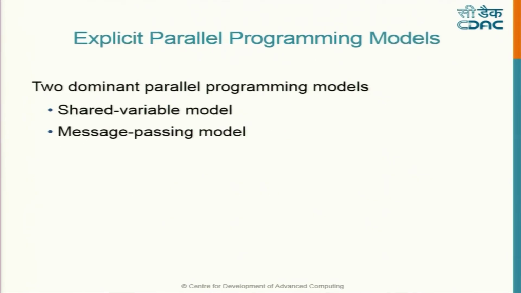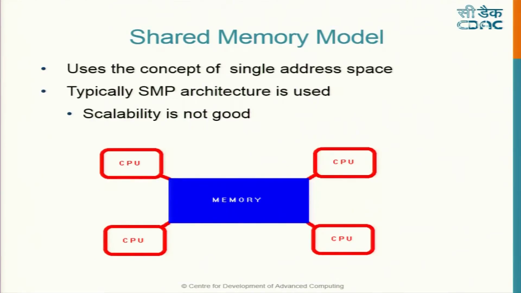So there are two models that exist. One is called the shared variable model, the other is called the message passing model. So what are they? The shared memory model is like one motherboard having multiple CPUs, all sharing the same memory. This architecture is called symmetric multiprocessing architecture. This is easy to do because one CPU writes in the memory and all other CPUs can see that. You don't have to explicitly communicate.